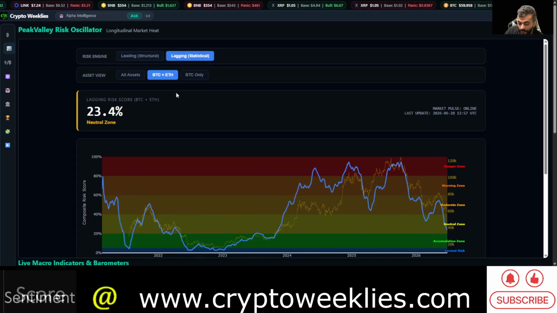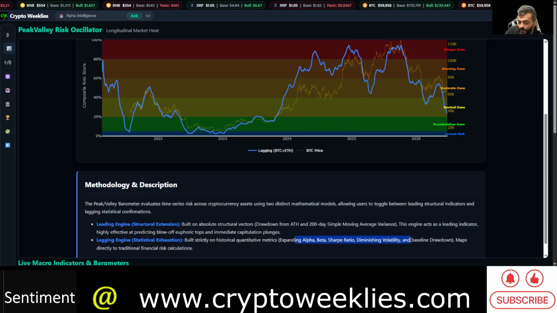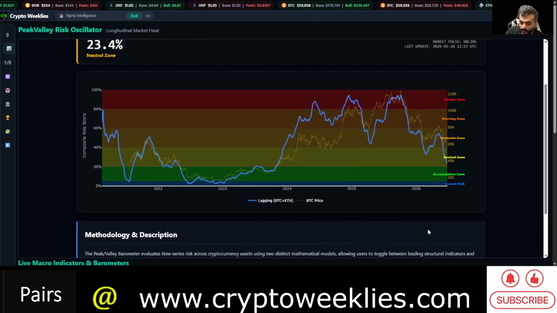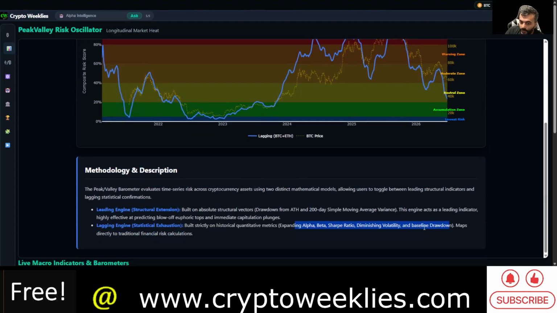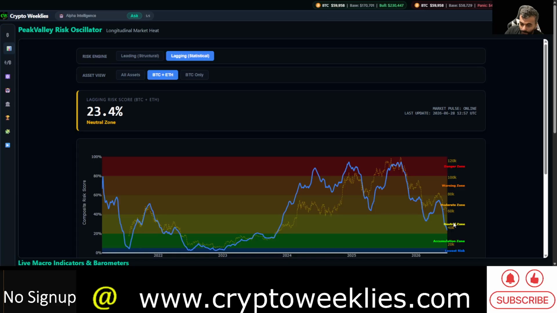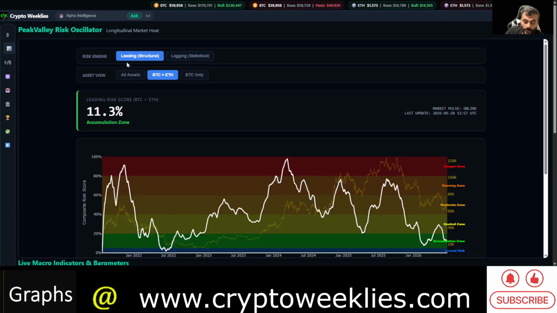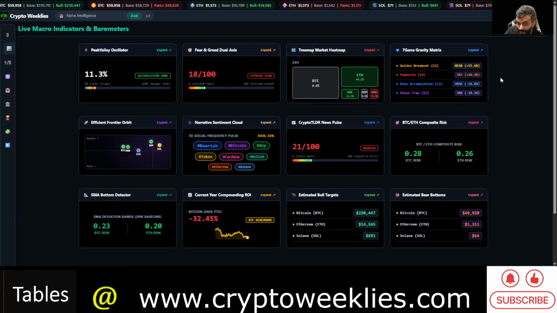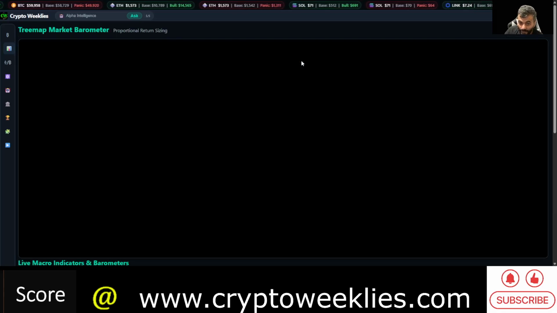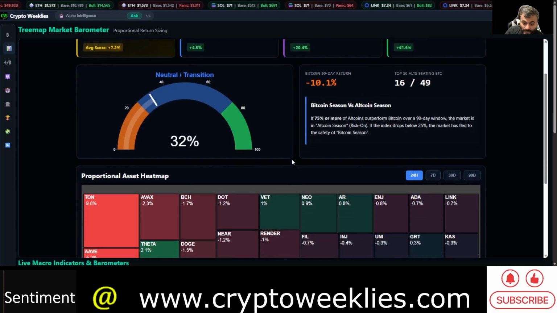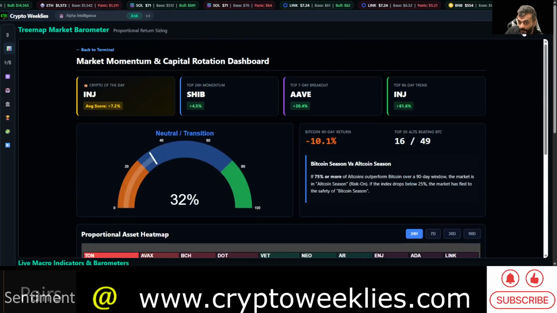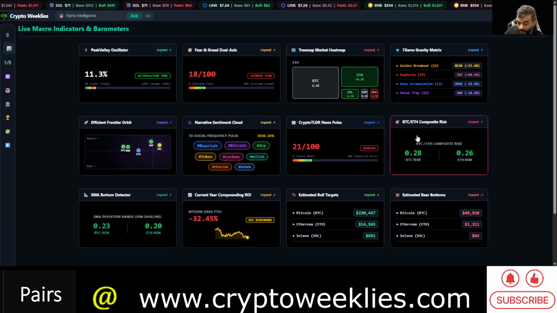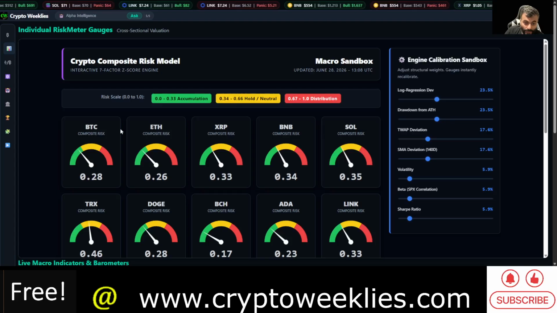Even the lagging indicators, such as this basket of alpha, beta, Sharpe ratio, percent drawdown, and diminishing volatility accounting variables, are also coming closer to that accumulation zone. So that confluence also helps identify the relative market heat at any point. Also, this tree map over here helps identify Bitcoin versus alt seasonality, what is the relative performance, and also Bitcoin composite risk and ETH composite risk.